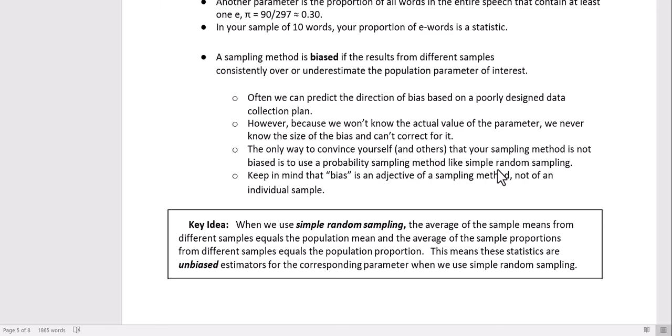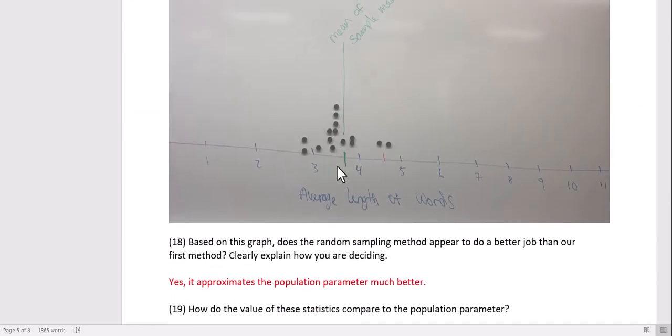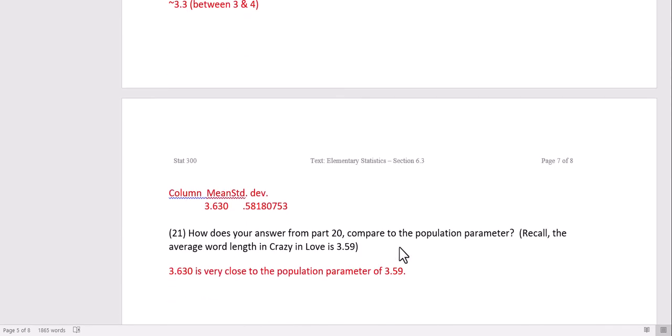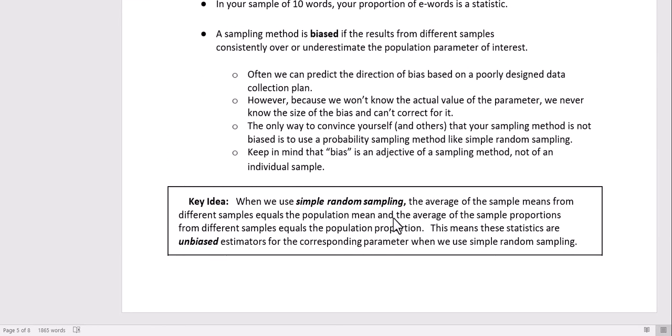And so this is a big idea, because taking enough simple random samples can help us predict the population parameter, knowing that as long as they are simple random samples, they are going to be consistently around the population parameter. So going back to that dot plot, here we are not too far away from the true mean of 3.59. And that is what we want with a simple random sample. When we take enough of them, we're going to be very, very close to the population parameter, even if we don't know what it is. So it gives us a good approximation. In this case, my mean was 3.63, which is not too far from the population parameter. And so that is the key idea: statistics are unbiased estimators for a corresponding parameter whenever we use simple random sampling.